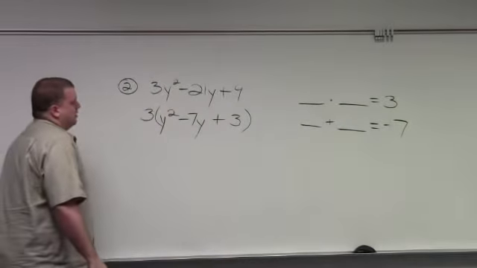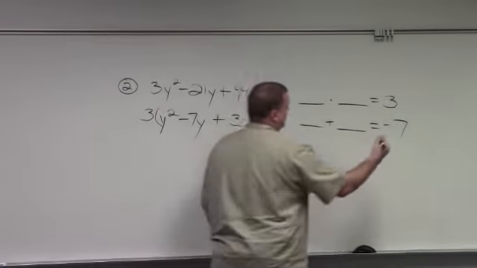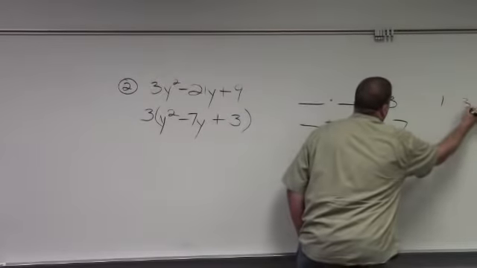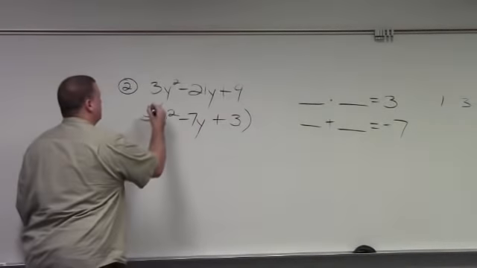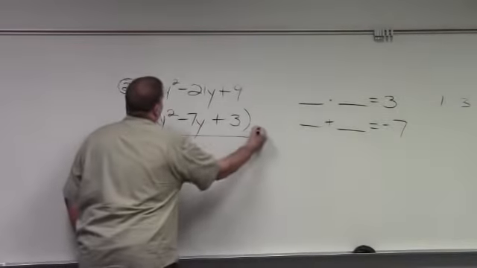What are the only two numbers that give us 3? 1 and 2. Is there any way we can order the signs or anything like that to give us negative 7? No. So this is as far as we can go. Prime.